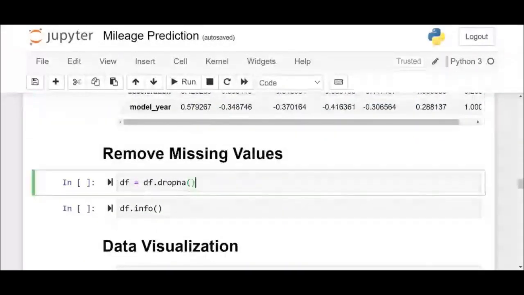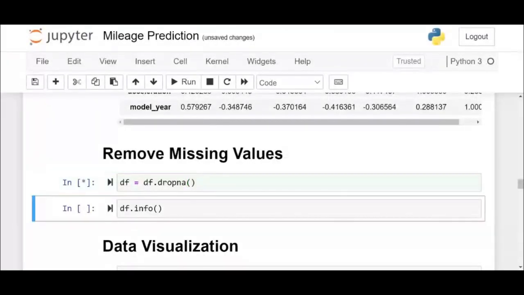Now we will deal with the missing values. We will do it with df.dropna(), right? What we have done in this cell is drop the NA values, meaning missing values, in my data frame, and save it as df again. Okay, after dropping, I press Shift+Enter.